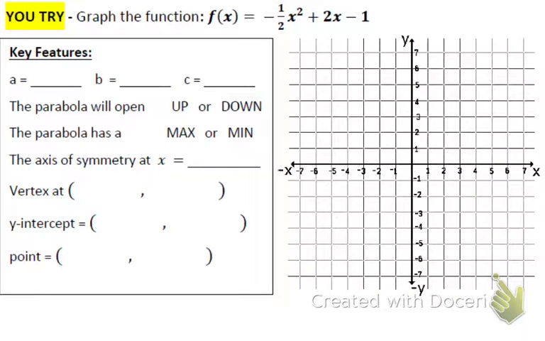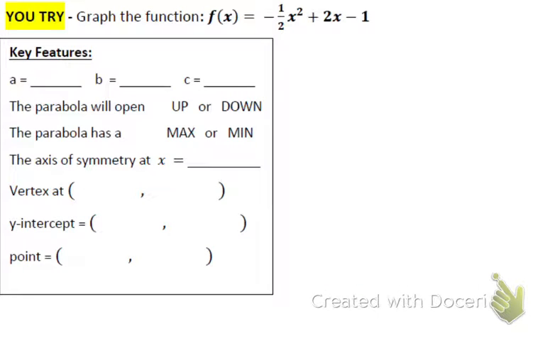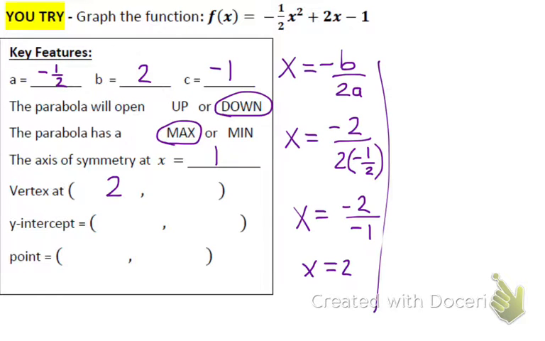Alright, you can pause the video and try this one. Alright, hopefully you can get through the A, B, C pretty easily. A is negative 1/2, B is 2, C is negative 1. Since A is negative, it's going to open down. The parabola will have a maximum, a highest point. Axis of symmetry, x equals negative b over 2a. So you should get x equal to 2 for your axis of symmetry.